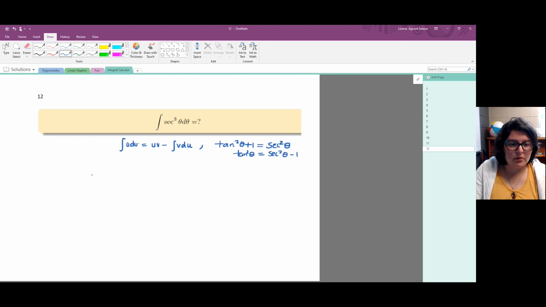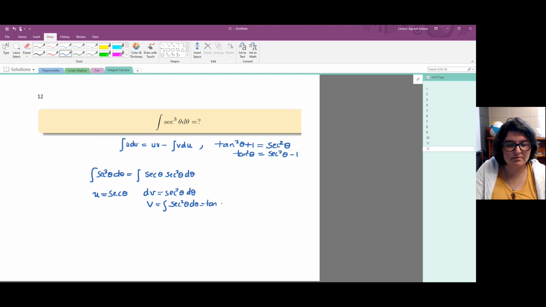Now, we're going to rewrite the integral of secant cubed of theta d theta as the integral of secant of theta times the secant squared of theta d theta. So we're going to choose u as secant of theta and dv as secant squared of theta d theta. Then v is equal to the integral of secant squared of theta d theta, which is tangent, and du is equal to secant of theta times tangent of theta d theta. Let's move this a little bit to the left.